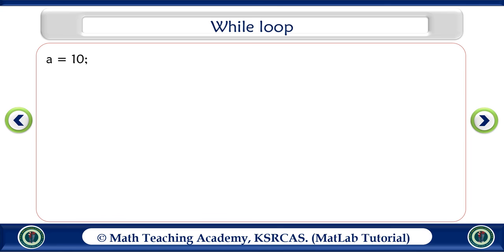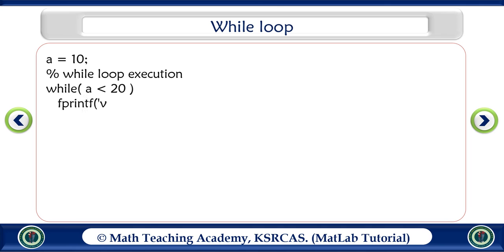Have a look at this example. a = 10; the while loop execution: while a < 20, fprintf('value of a: %d\n', a); and then a = a + 2; end.